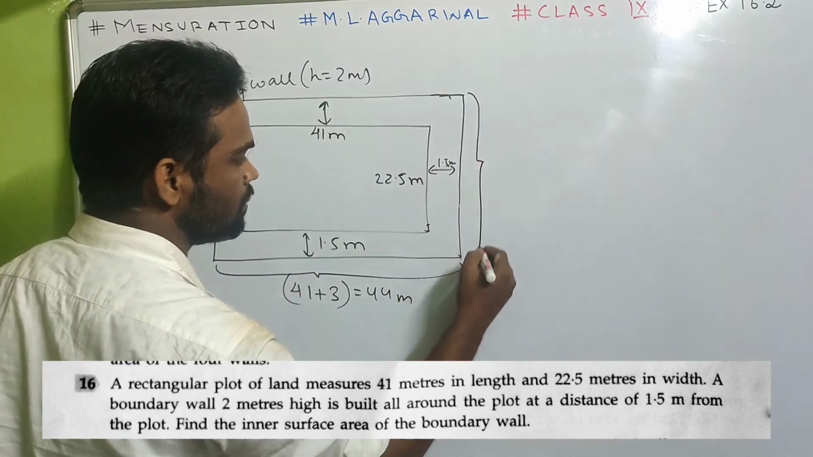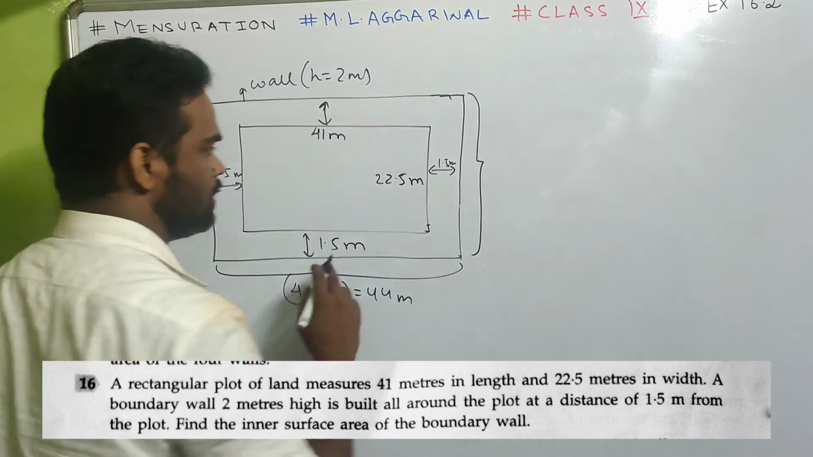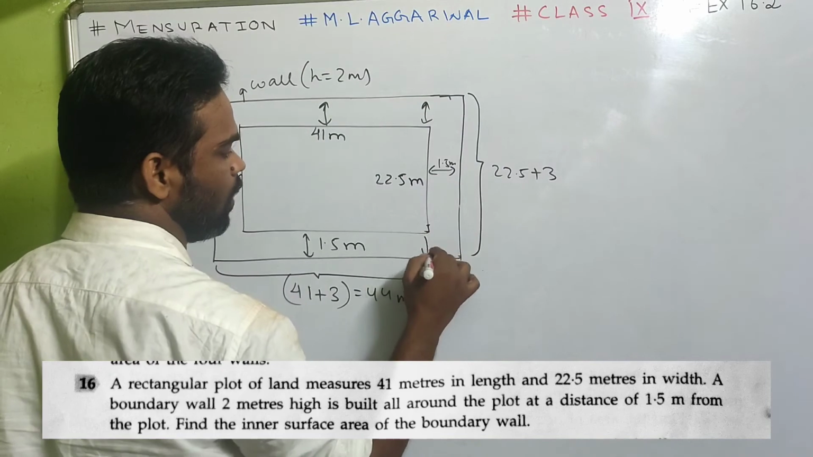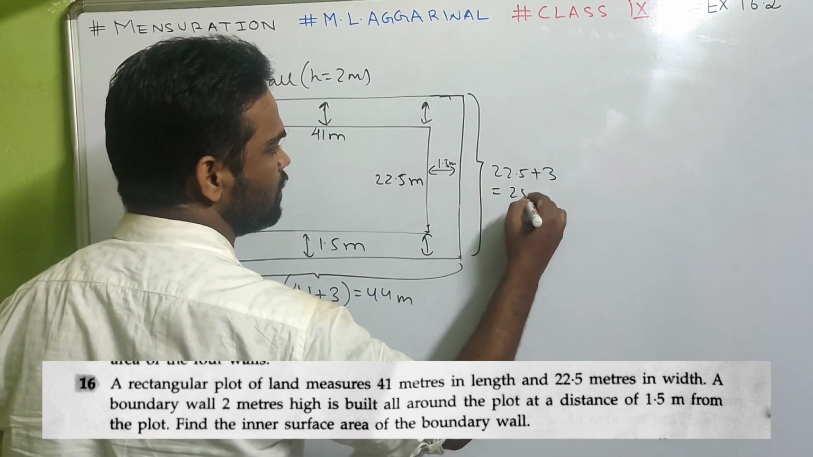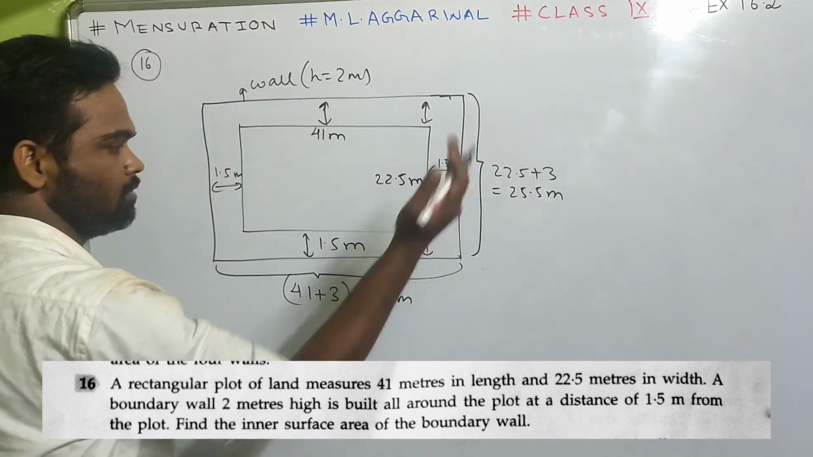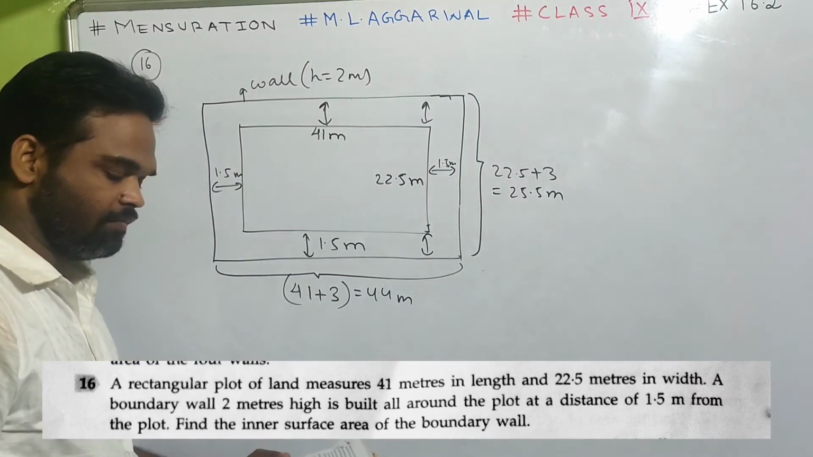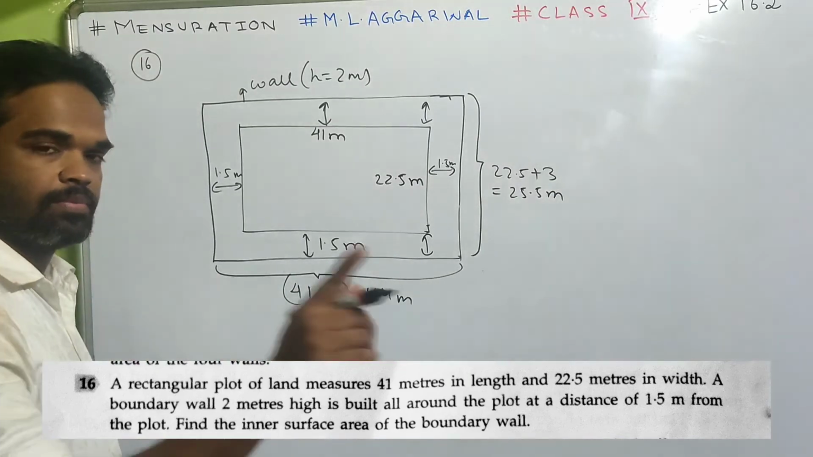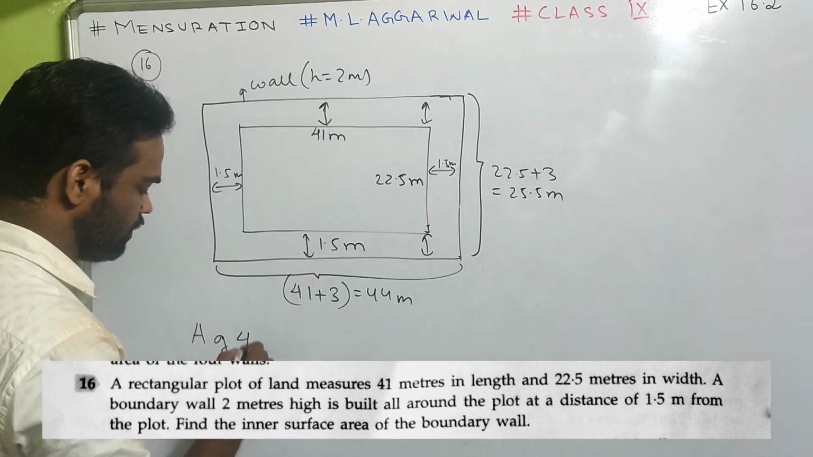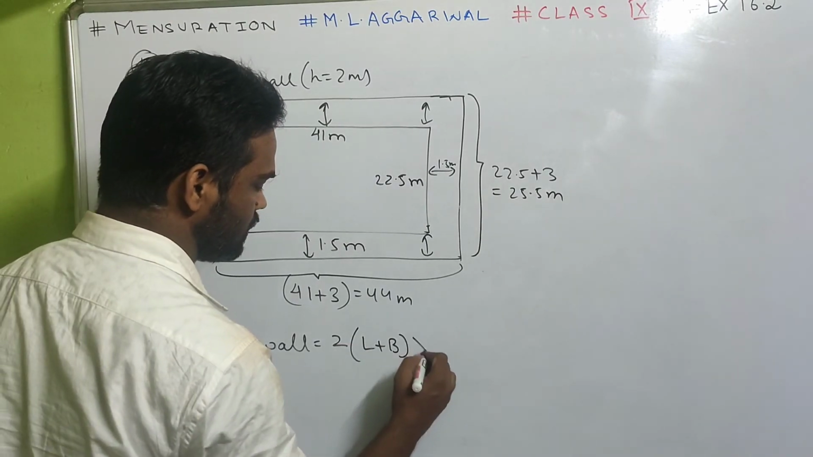The breadth, outer rectangle I'm talking about. Breadth again 22.5 plus 3, again 1.5, 1.5. That's how much? 25.5 meter. Now look carefully. These are walls. They want to find the inner surface area of the 4 walls. Inner surface area means the area of the 4 walls. Just now we did area of 4 walls. Area of 4 walls is twice (L plus B) into H.